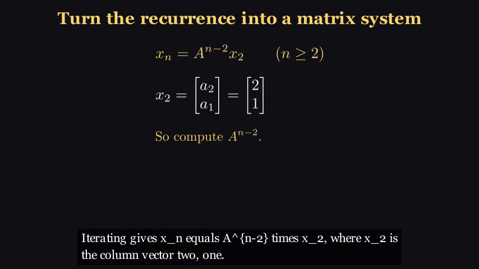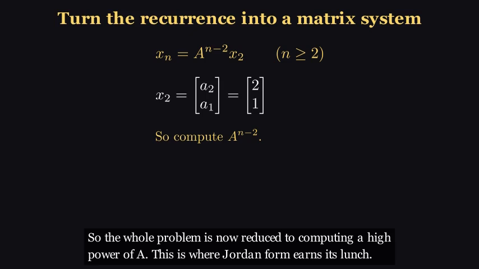Iterating gives x_n equals A to the n minus 2 times x_2, where x_2 is the column vector 2, 1. So the whole problem is now reduced to computing a high power of A. This is where Jordan form earns its lunch.